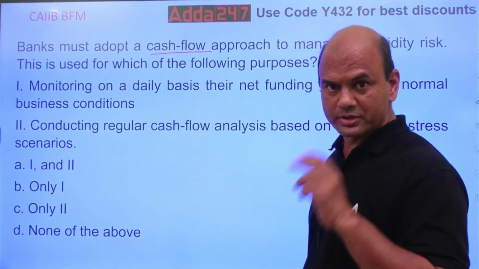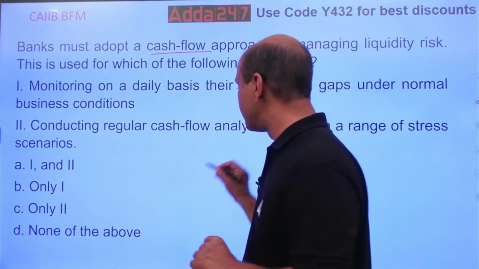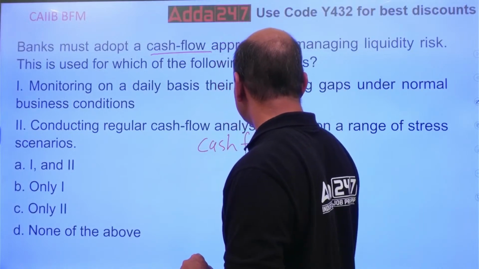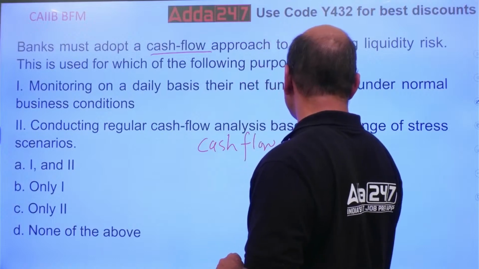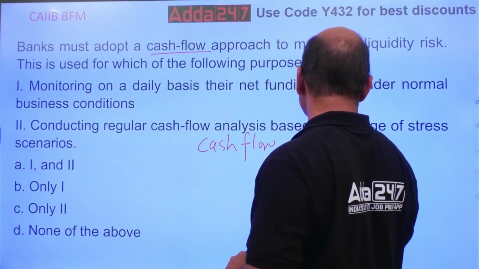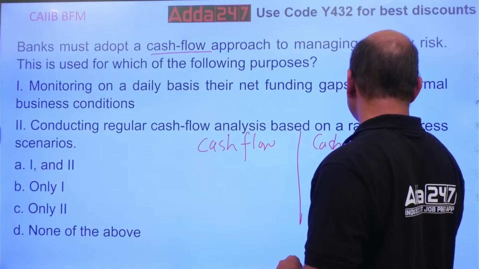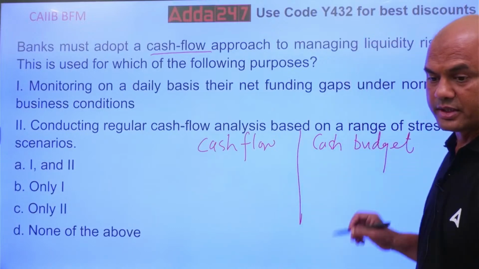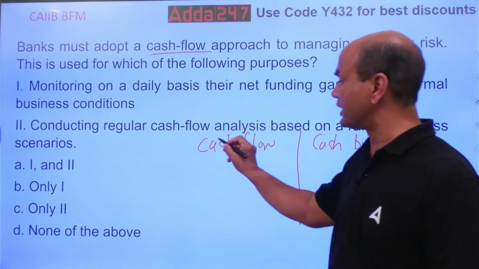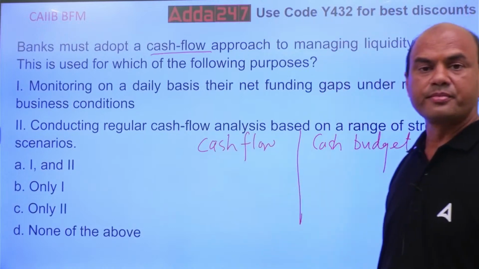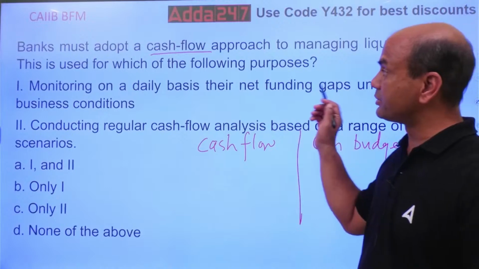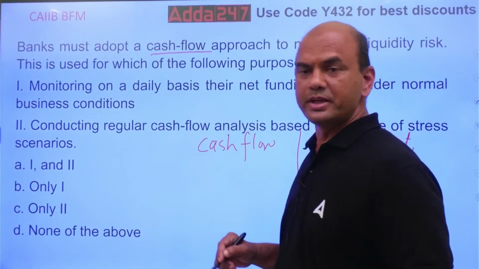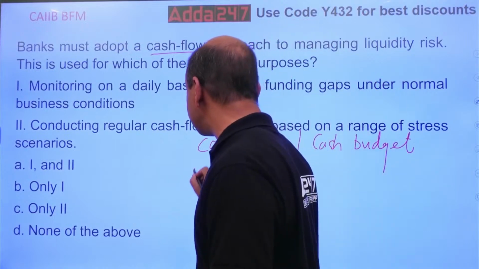There are two approaches, kindly note. One is cash flow, and the second one is known as cash budgeting, cash budget. These two are similar ones, okay? But it is said banks must follow the cash flow approach. What is cash flow here? Cash flow means present cash flow.